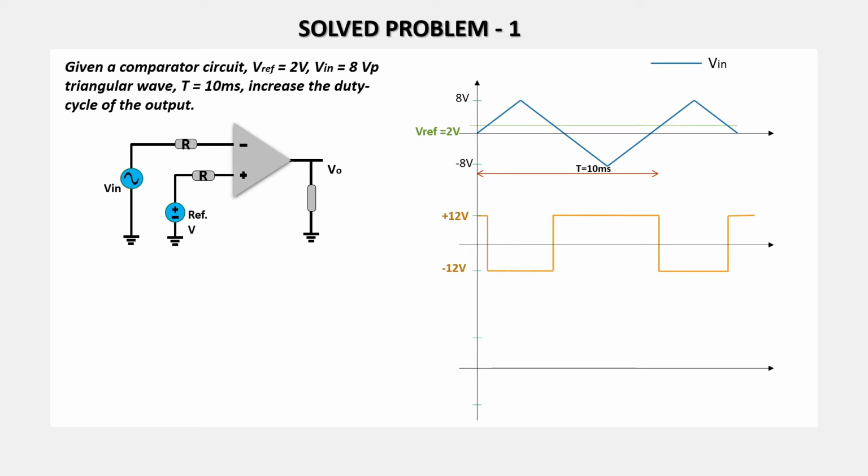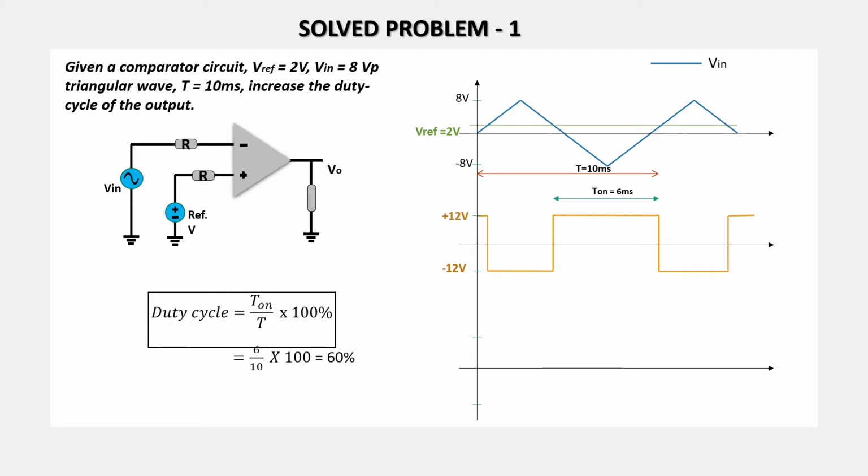Before increasing the duty cycle, we need to understand what duty cycle is. Duty cycle is the ratio of the on time of the signal to the time period of the signal. If the duty cycle of the signal is high, it means the on time of the signal is larger. To be more clear, the on time of the signal is the time when the output is plus Vsat. If we see this input and output waveform, we can find the time period is 10 milliseconds and T on is 6 milliseconds. So if we calculate, duty cycle is roughly 60%.